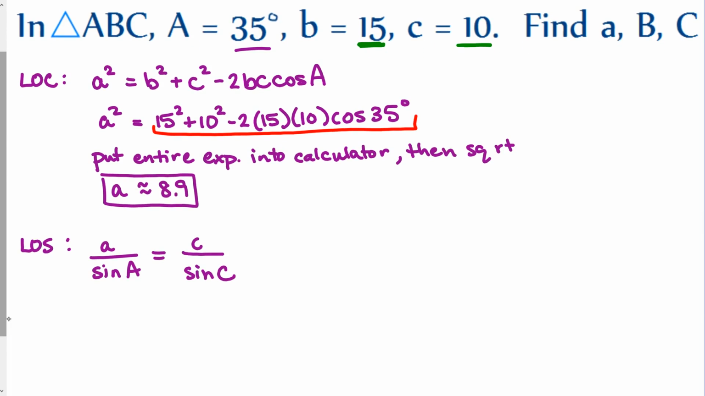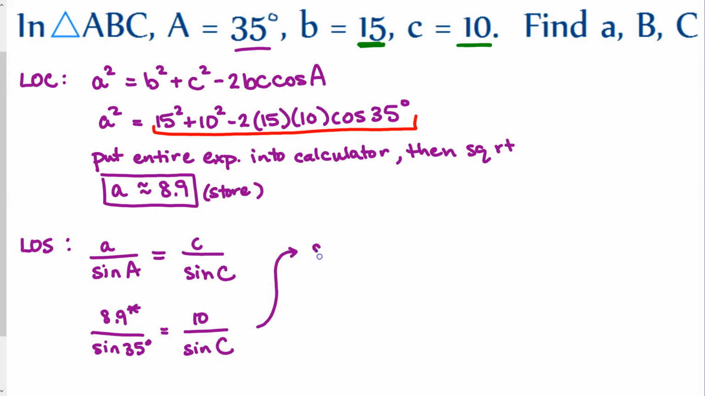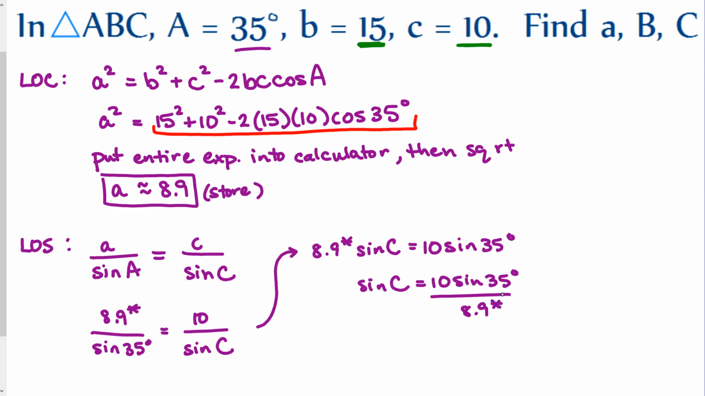So we'll fill in our numbers, but we're going to use the stored value of A. So 8.9, I'm going to put an asterisk, which means don't forget to use the stored number. Don't actually use 8.9. Over the sine of angle A, 35 degrees, equals 10 over the sine of angle C. Okay, so let's cross multiply. Stored 8.9 times the sine of angle C equals 10 times the sine of 35 degrees. Divide both sides by the stored number. And then find the inverse sine to get C by itself. So this is what I'm going to put in my calculator, this entire expression that I'm writing right now, all at once. I'm not going to put things in my calculator until I get to this point.